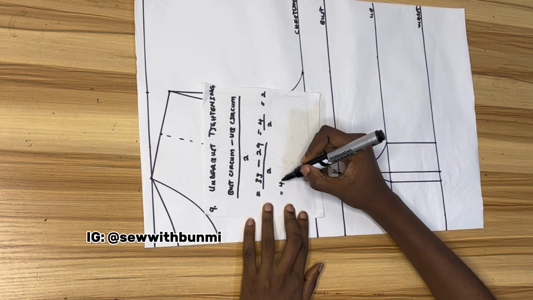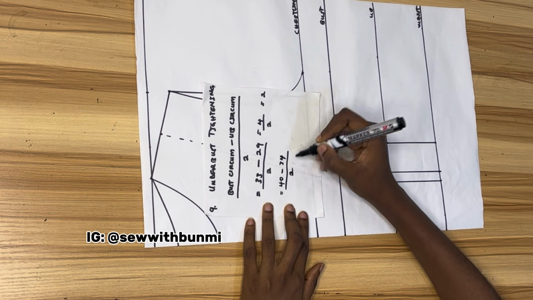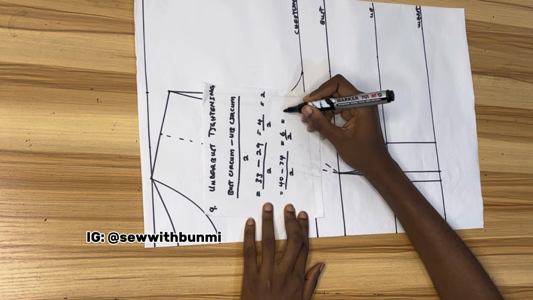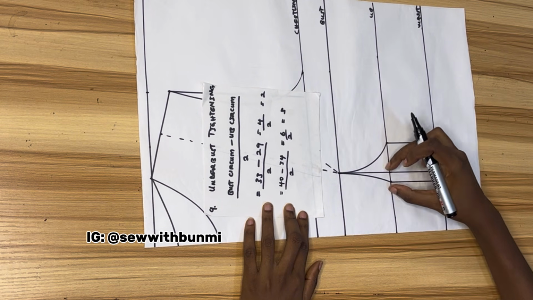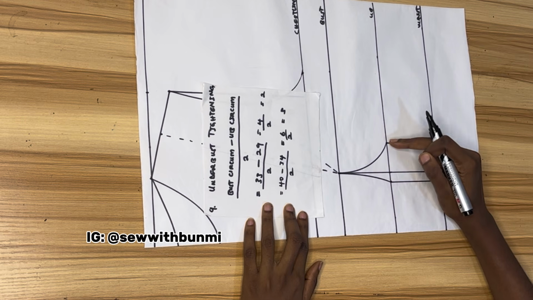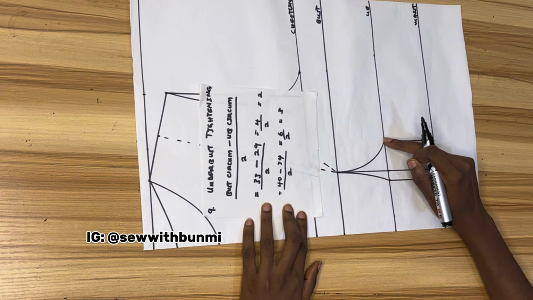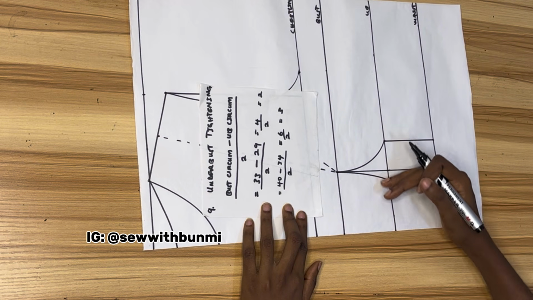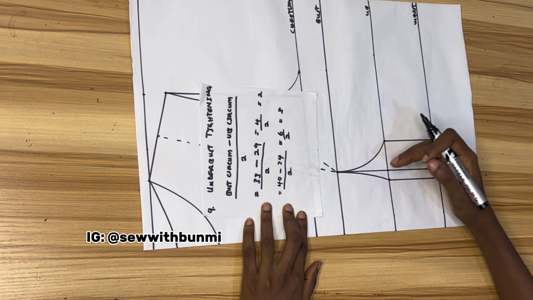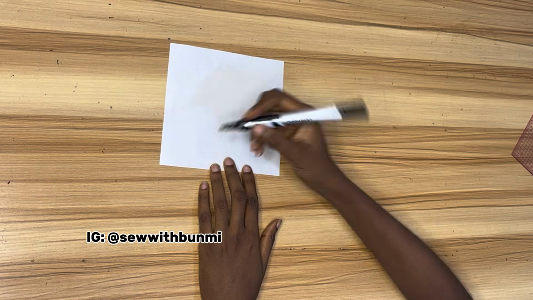So if your bust circumference is 40 and your underbust is 34, you'll have 6 divided by 2, and then you have 3 for your underbust tightening. So you can divide it and put 0.75 on the part close to the center front, and then you put 2.25 on the other side, or you can put 1 inch on the area close to the center and then you put 2 inches on the other side.